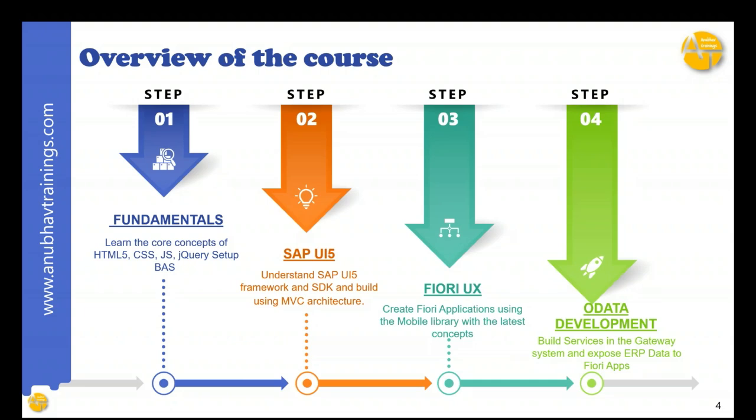In step 2, or phase 2, you will understand how to build UI5 applications, understand the framework, the control hierarchies, working with SDKs, and build amazing UI5 applications using MVC architecture. In the third phase, we will take you through Fiori application development using the SAP mobile library with the latest concepts to build amazing Fiori apps for your company. In the last step, you will see how to build OData services, which help you to expose your current ERP data from ECC or S4HANA, and then build amazing Fiori apps on top.